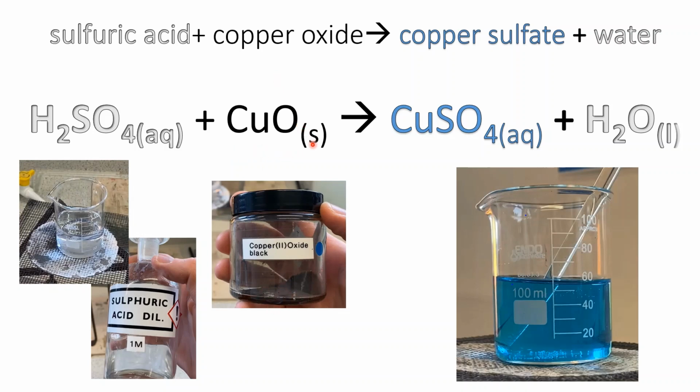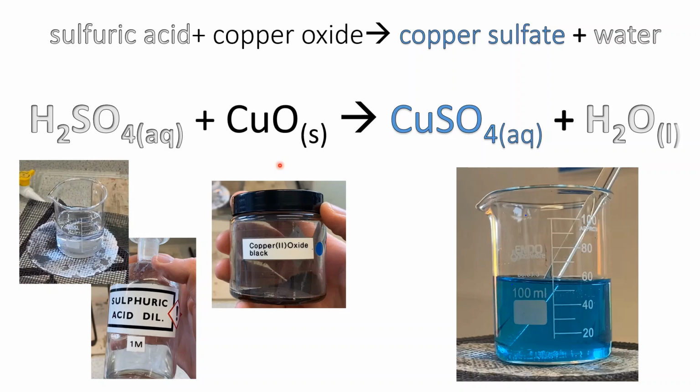Remember these state symbols. AQ means aqueous, dissolved in water. S means solid. So sulfuric acid is aqueous, it's dissolved in water and is therefore colourless. Remember, it's not clear, just clear, or white. It's not white, it's colourless. And you've got copper oxide, which is a black solid.